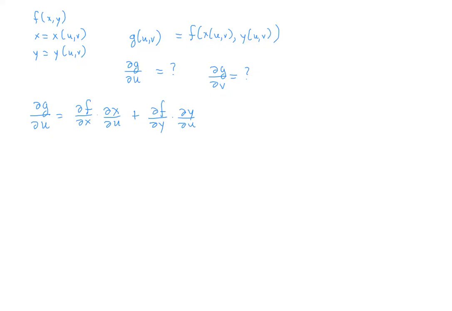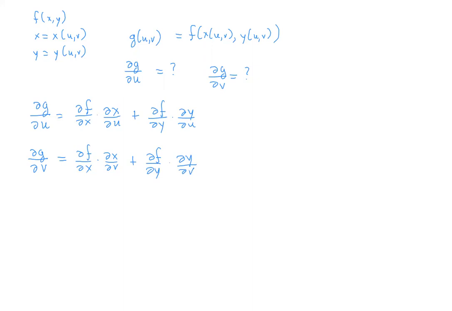I would suggest that you actually pause the video and try to figure it out yourselves before you see what I'm going to write here. So this is what it is. The partial derivative of g with respect to v will be the partial derivative of f with respect to x times the partial derivative of x with respect to v, plus the partial derivative of f with respect to y times the partial derivative of y with respect to v. And yeah, that's what it is.